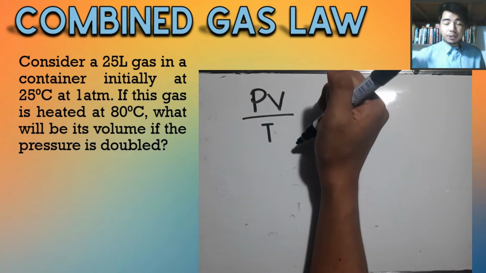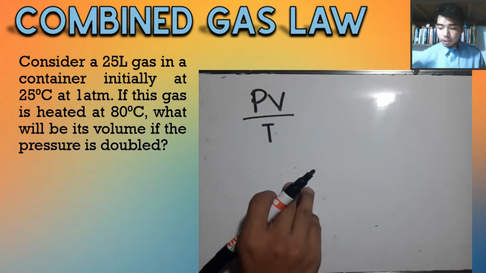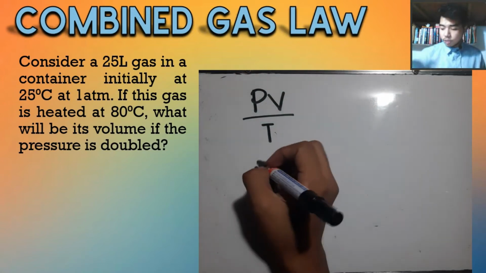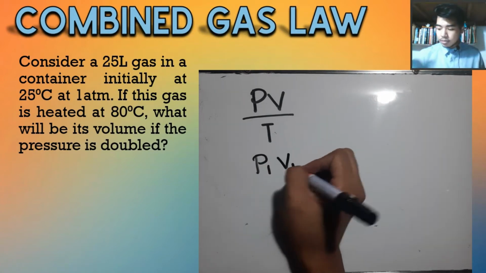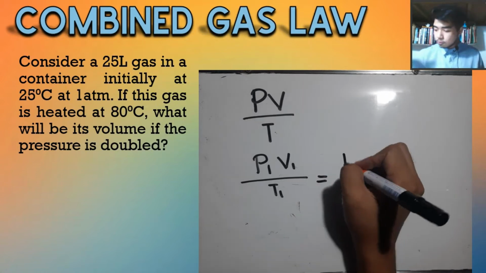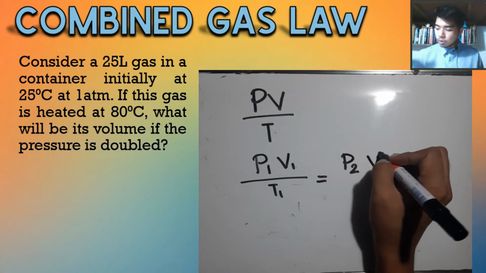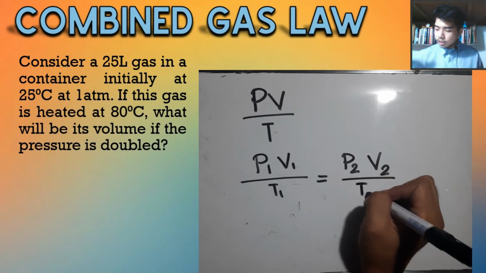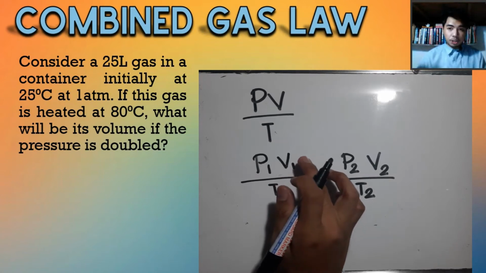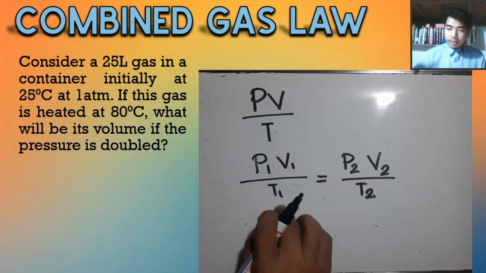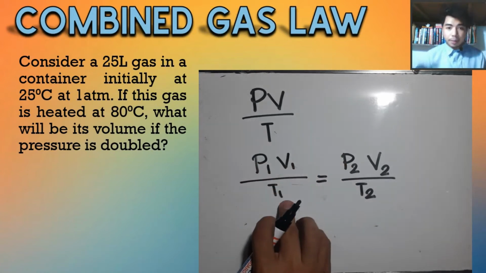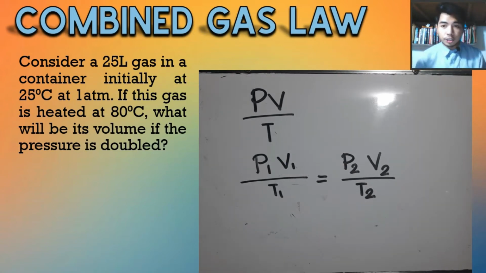Basically, whenever we consider the different parts of our equation, we arrive at this base formula, which is T sub 1 times V sub 1 over T sub 1, which is also equivalent to T sub 2 times V sub 2 over T sub 2. Remember, pressure and volume are inversely proportional with each other, while pressure and temperature are directly proportional, and volume and temperature are directly proportional with each other.